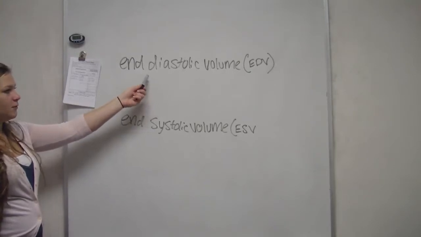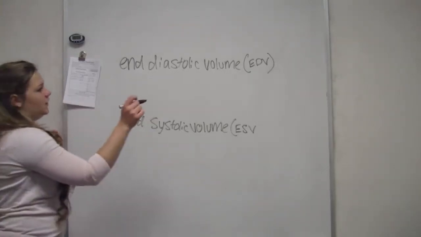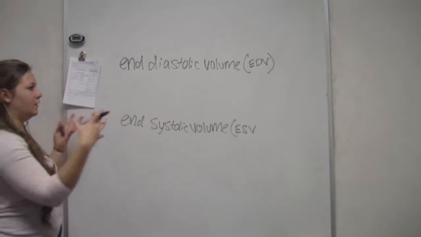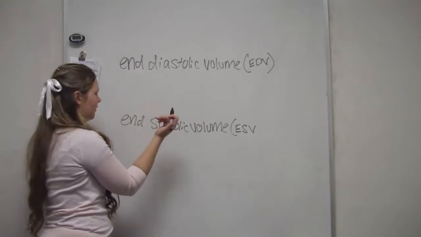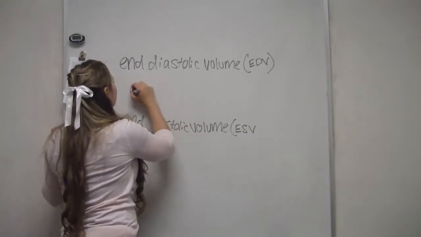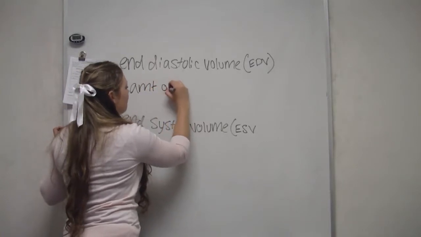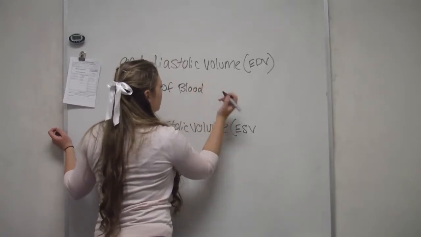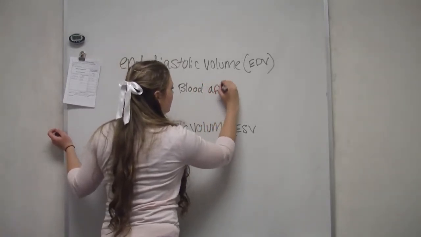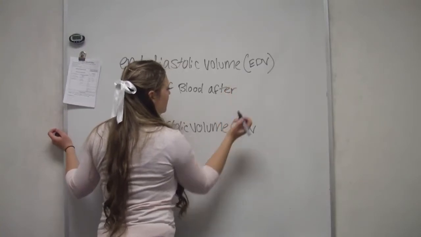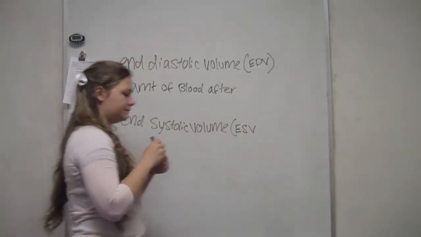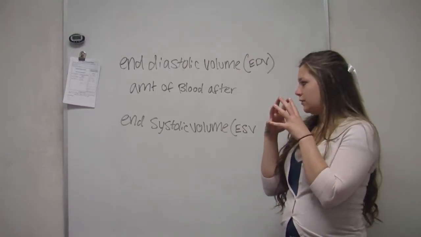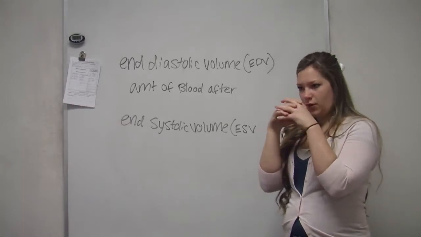This is going to be the amount of blood in the heart at the end of the stage of diastole, after complete relaxation. So basically, this is your heart. End diastolic is going to be when the heart completely relaxes.